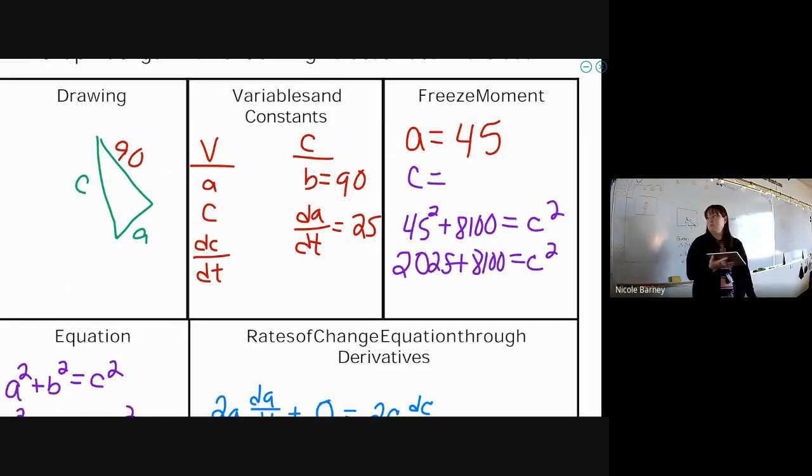Okay. So C squared is what? 10,125. Okay, and then take the square root of that for me, and we'll get C. 100.62. 100.623. If you're not at a final answer, don't round it, just keep it in your calculator.